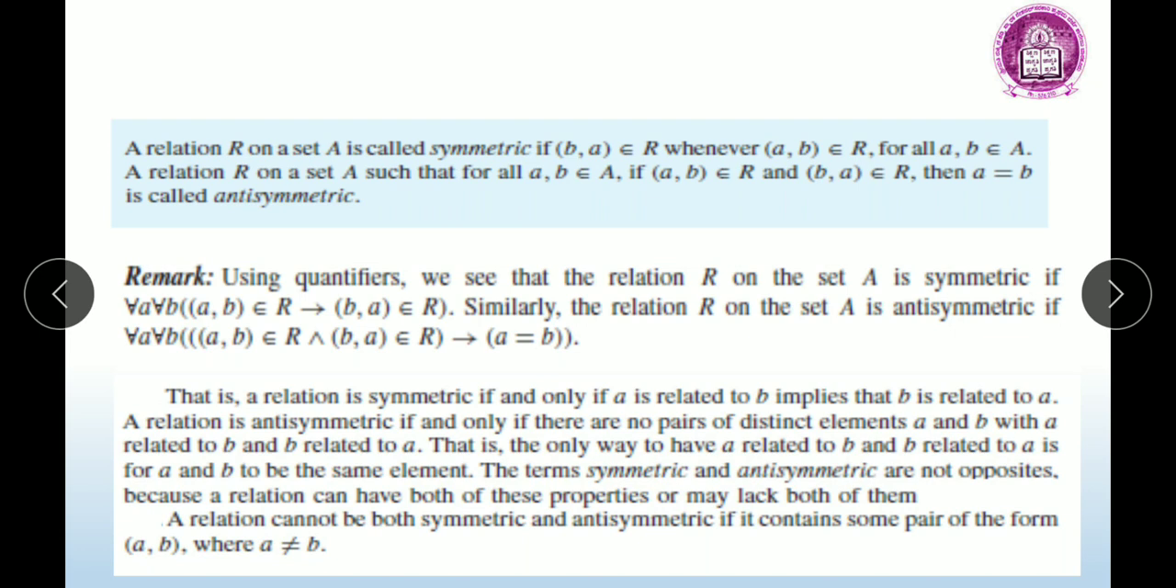The terms symmetric and antisymmetric are not opposites because a relation can have both of these properties or may lack both of them. So for example, if you take the collection of all ordered pairs where the first element is the same as the second element, then it is both symmetric and antisymmetric. A relation cannot be both symmetric and antisymmetric if it contains some pair of the form A comma B where A is different from B.